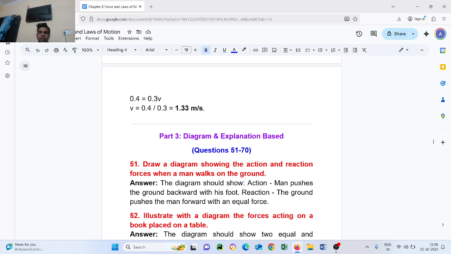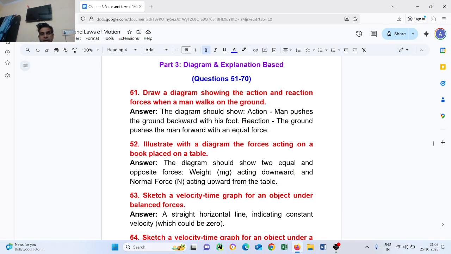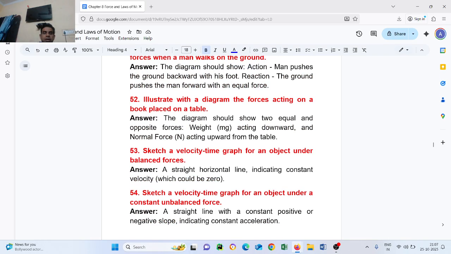Draw a diagram showing the action and reaction force when a man walks on the ground. The diagram shows action: the man pushes the ground backward with his foot. Reaction: the ground pushes the man forward with an equal force. Question number 50. Illustrate with a diagram the forces acting on a book placed on the table. The diagram should show two equal and opposite forces: weight mg acting downward and force N acting upward from the table.